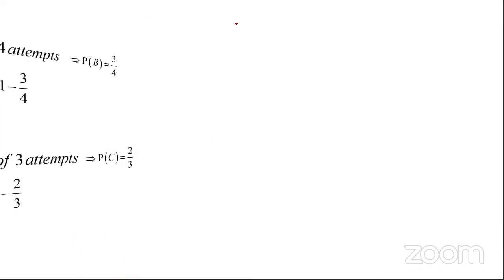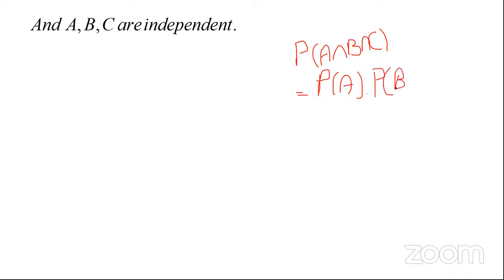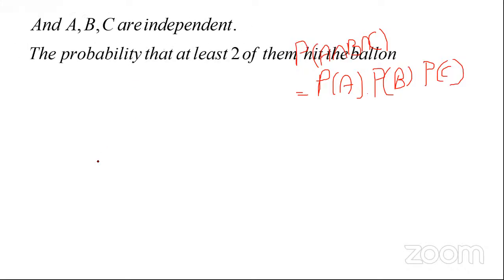So now we have to find. A, B, C are independent. Here A, B, C are independent. So if A, B, C are independent, it means P of A intersection B intersection C equals P of A into P of B into P of C. This is the condition for independent events, and A, B, C are independent events.